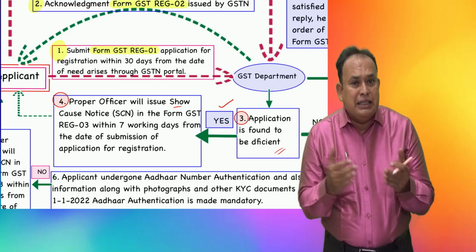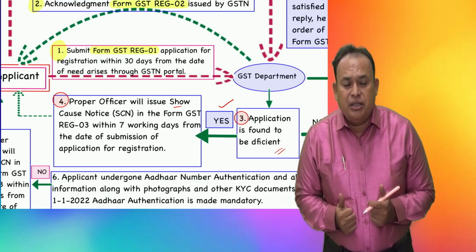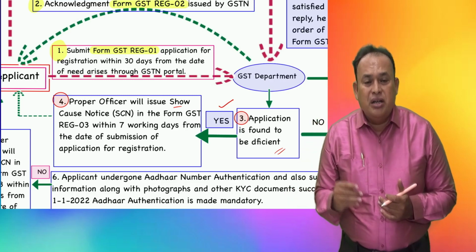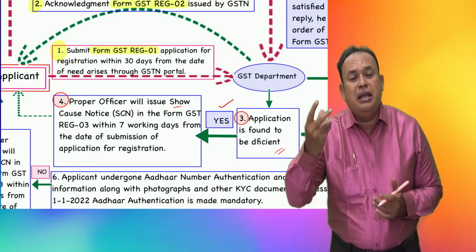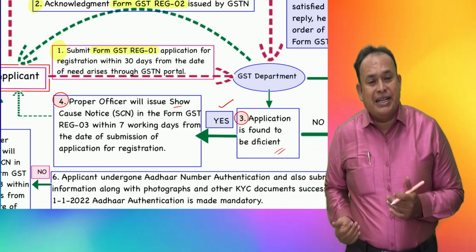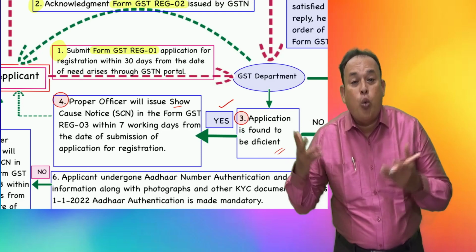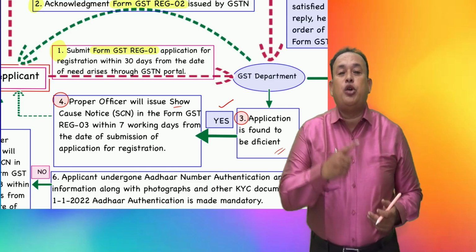Because in the given example, Mr. B is an applicant for registration who gave the rental deed agreement that he executed with the owner of the property, namely Mr. A, in whose premises Mr. B is carrying out the business as a tenant. In that case, Mr. A is the owner of the property. What is the proof document which is not enclosed? Therefore, the department issues a show cause notice saying, hey Mr.